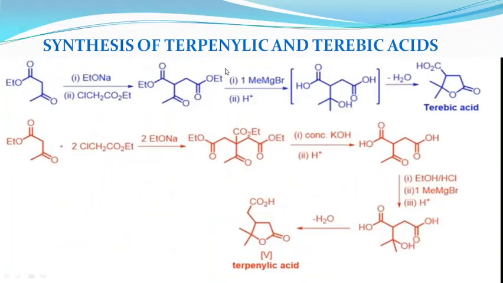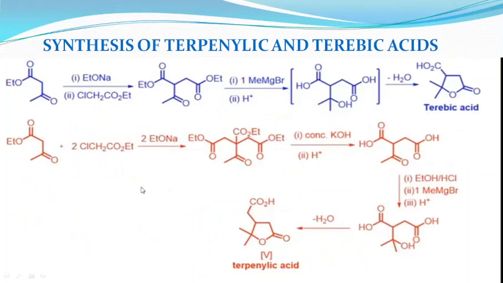Then next we come to the synthesis of terpinylic and terebic acid. Ethyl acetoacetate has been used in this form. It is reacted with sodium ethoxide and then ethyl chloroacetate, resulting in the formation of this compound, which on reaction with Grignard reagent and subsequent hydrolysis in the acidic medium undergoes a cyclization reaction. These two groups have been hydrolyzed, and then it is unstable. It undergoes cyclization, resulting in the formation of a lactone ring, or terebic acid.